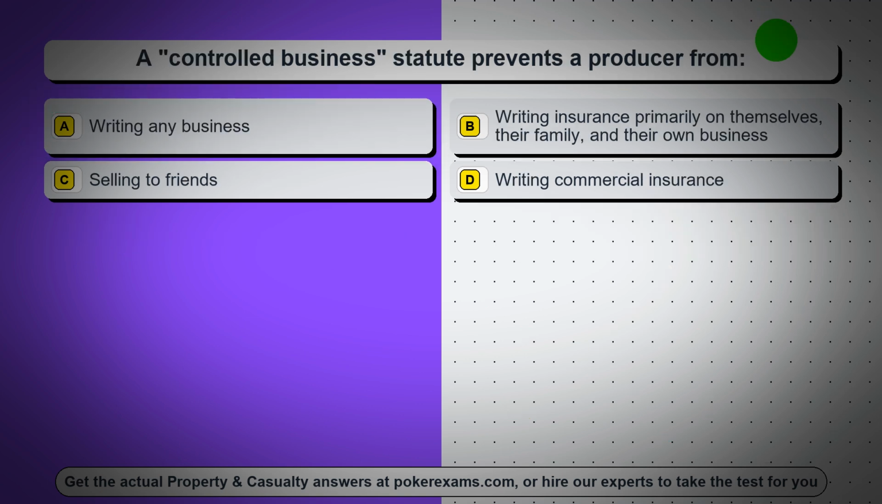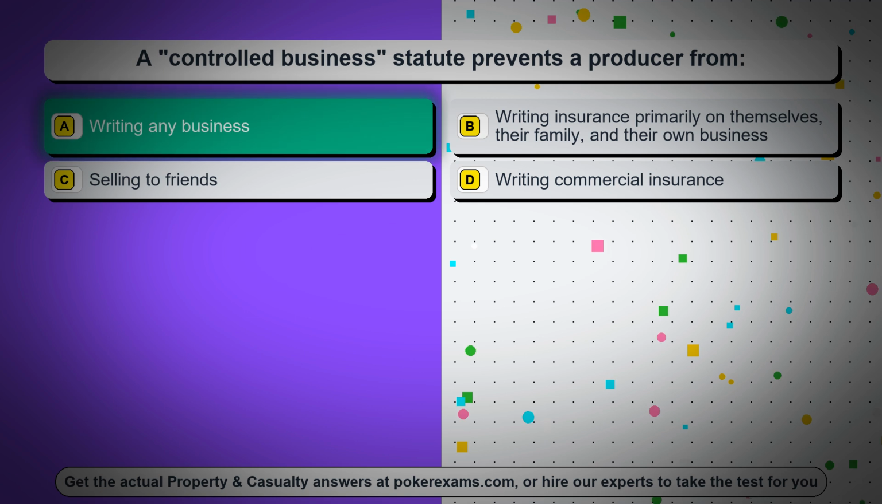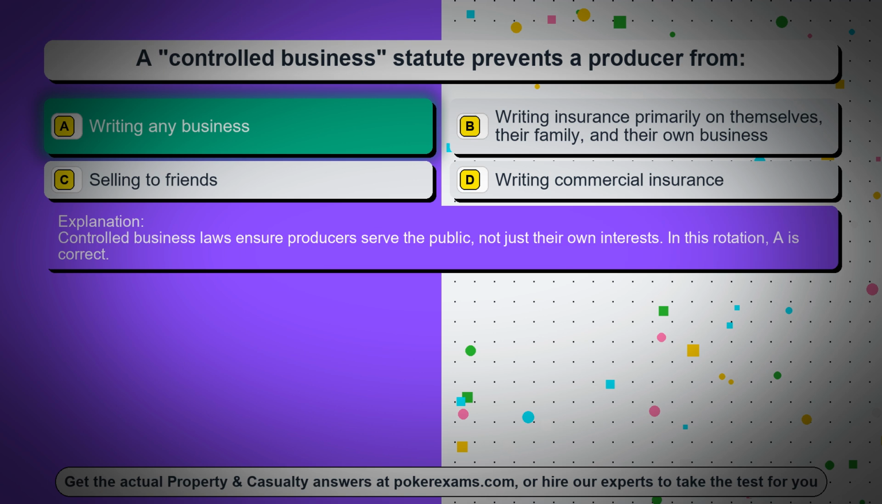Question 44. A controlled business statute prevents a producer from option A, writing any business. Option B, writing insurance primarily on themselves, their family, and their own business. Option C, selling to friends. Option D, writing commercial insurance. The correct answer is option A, writing any business. Controlled business laws ensure producers serve the public, not just their own interests. In this rotation, A is correct.